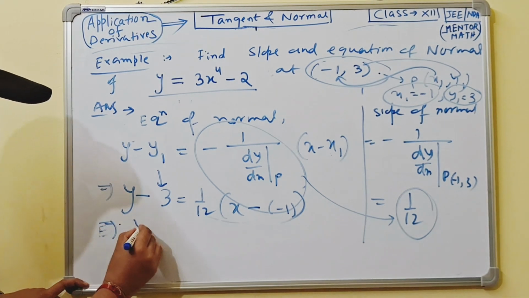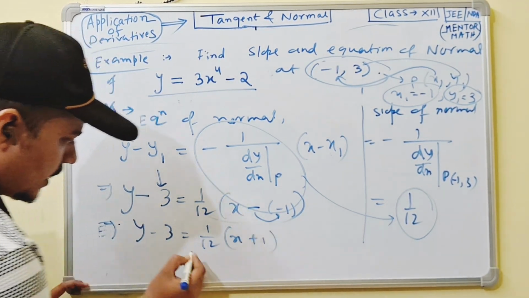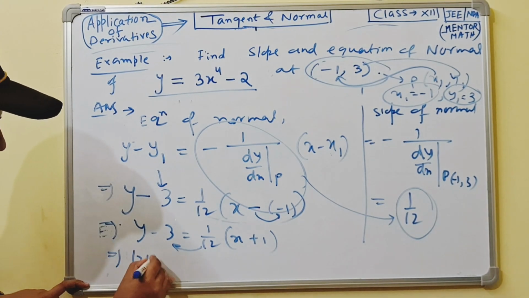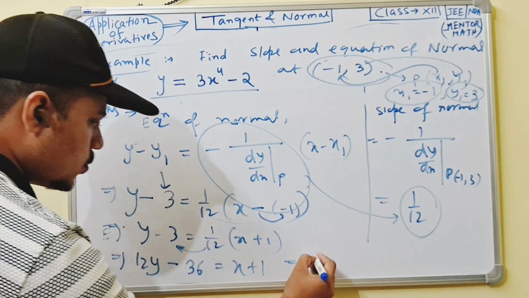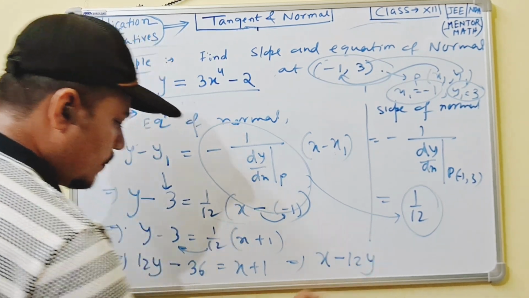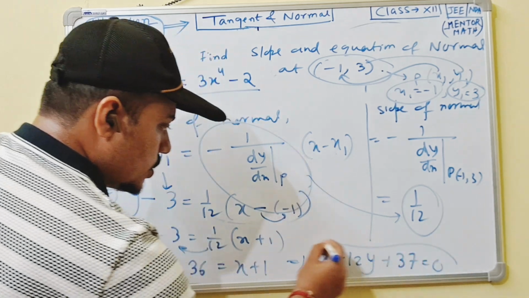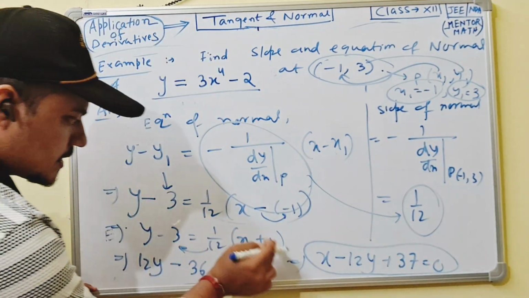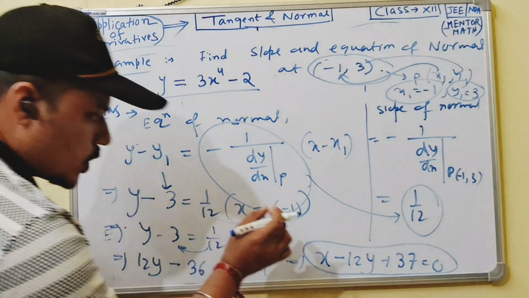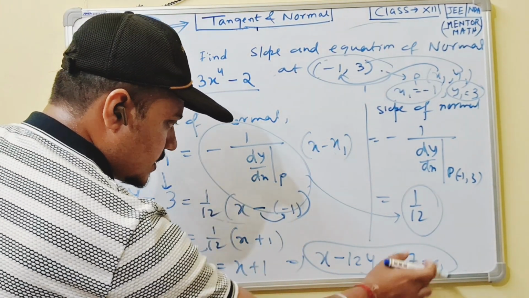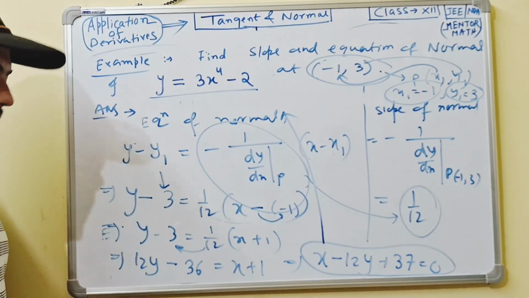So you got y minus 3 equal to 1 by 12 into (x plus 1). Next, cross multiply. So you got 12y minus 36 equal to x plus 1. So finally you got x minus 12y plus 37 is equal to 0. If the minus 36 comes to the other side it becomes plus 36, and 36 plus 1 is 37. So you got x minus 12y plus 37 equal to 0. So this is your equation of normal line.